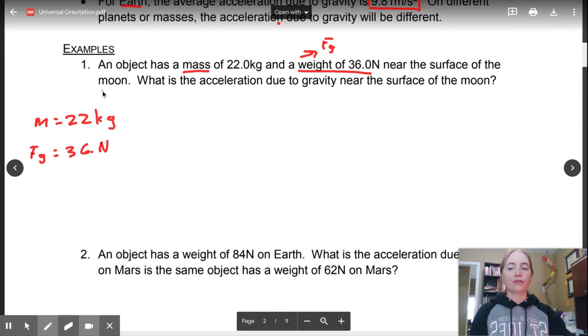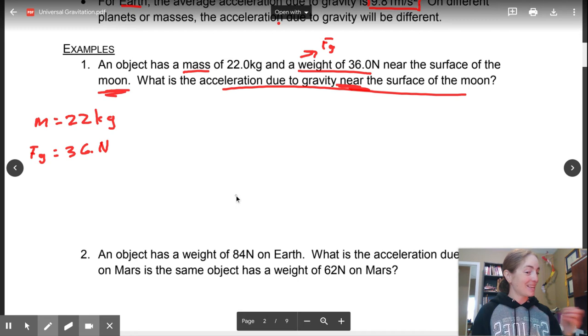And on the surface of the moon. Remember, the moon is going to have a very different acceleration due to gravity than Earth does. So what is the acceleration due to gravity near the surface of the moon? You're going to be seeing that phrase more now, either near the surface, or questions like in orbit, where we're above the surface of the Earth.